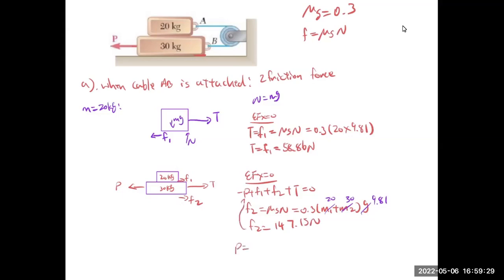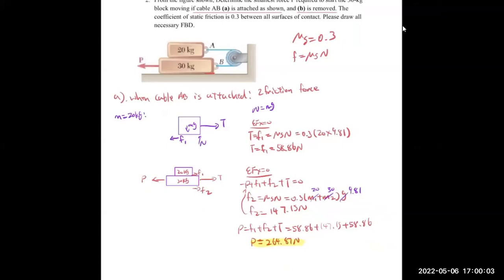So we get P equal to F1 plus F2 plus T. And F1 is 58.86, F2 is 147.15, and T is also 58.86 newtons. The minimum force required to move this, I got 264.87 newtons. And so that's the answer for part A. That's when cable AB is attached.